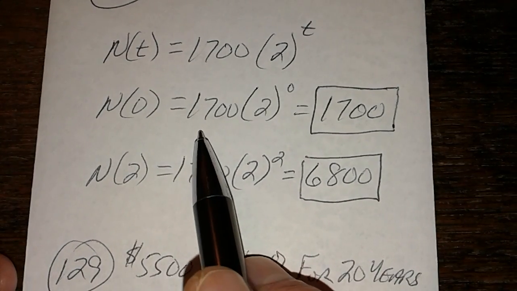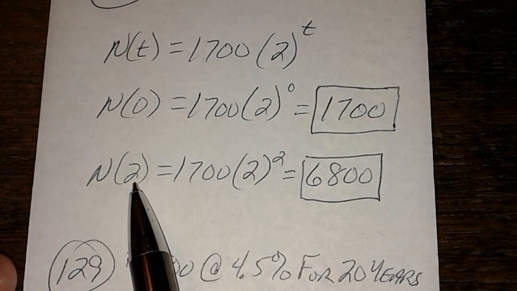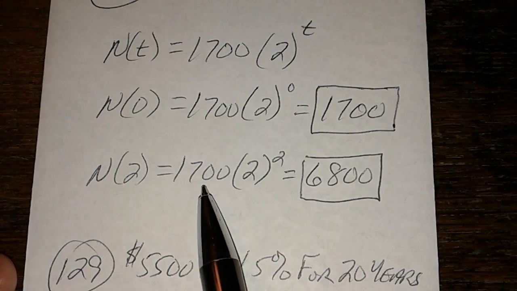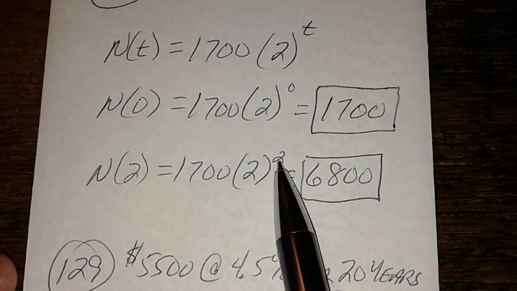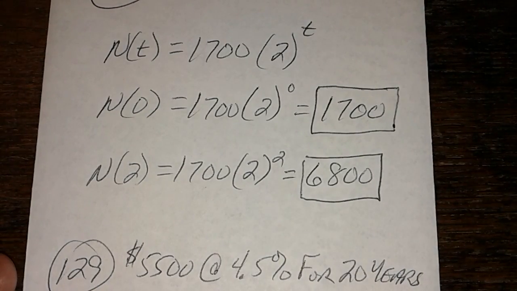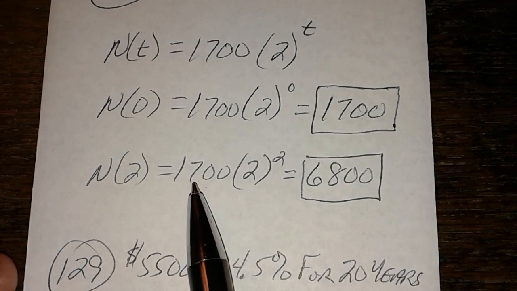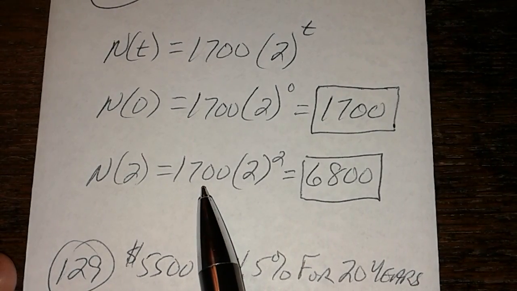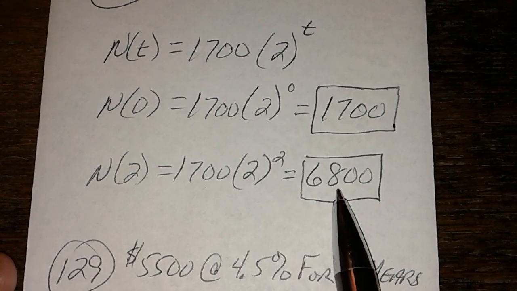That makes sense. What about 2 hours later? The number of bacteria 2 hours later is the number you started with times 2 raised to the second power. That's how many hours we let go by. Work it out. Now you got 6,800 bacteria because they're doubling every hour. If you think about it, 1700 doubles the first hour, you got 3,400, and then it doubles the second time, and you got 6,800.